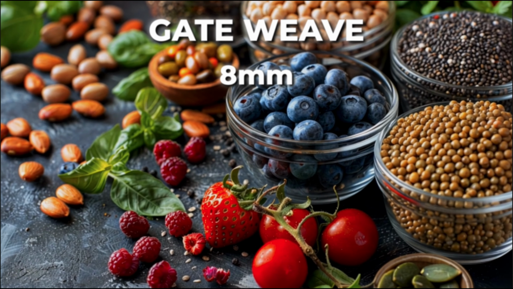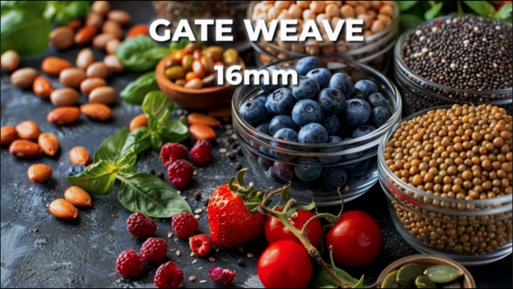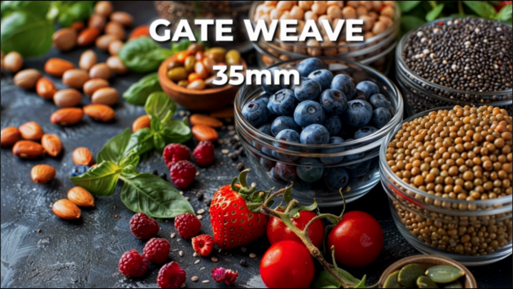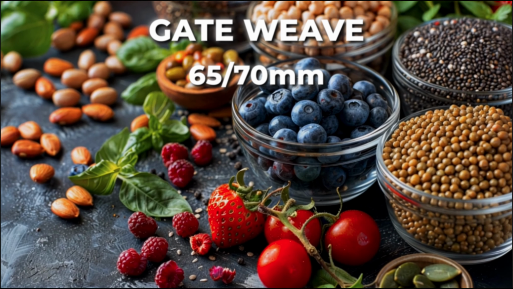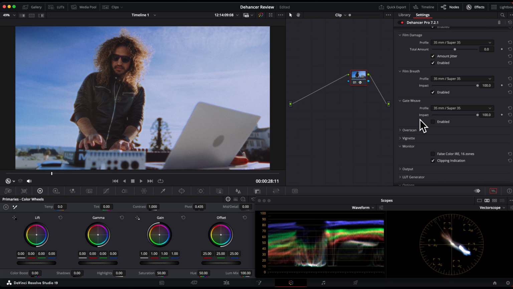Gate weave. Gate weave simulates the tiny, natural movements of film as it's pulled through a camera or a projector. Real film isn't perfectly steady, it jiggles and shifts slightly. Gate weave adds this subtle jitter and automatically zooms in on the clip. I generally skip this effect, aside from the situations where I need to simulate a very old black and white film.